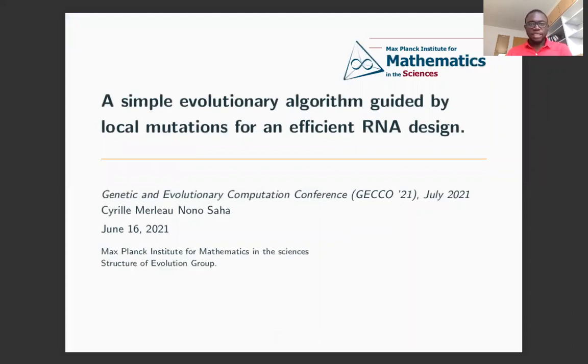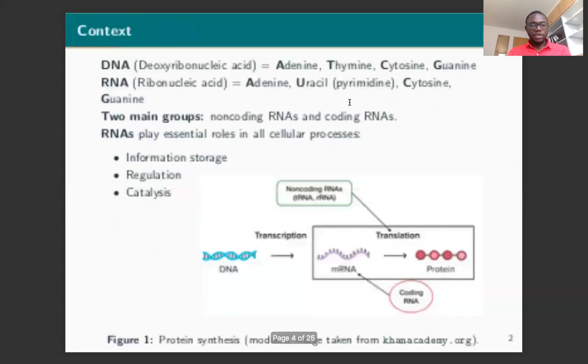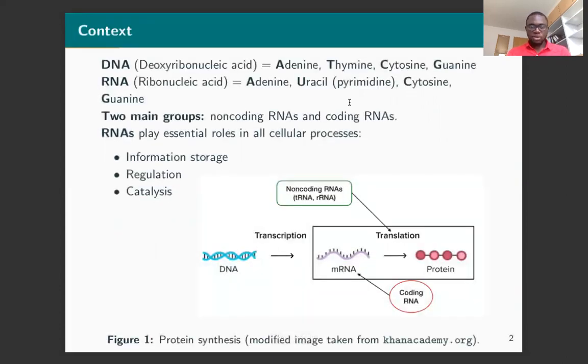I'm going to be presenting on a simple evolutionary algorithm guided by local mutation for efficient RNA design. So I will start by giving you some biological context. What are RNAs and what are the main roles that RNA play in our body, in our cells, more specifically?